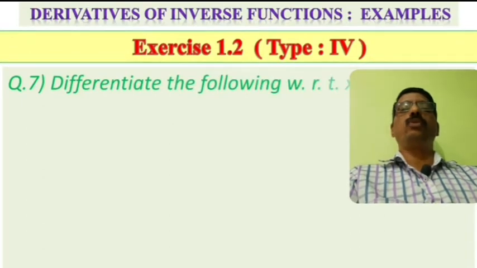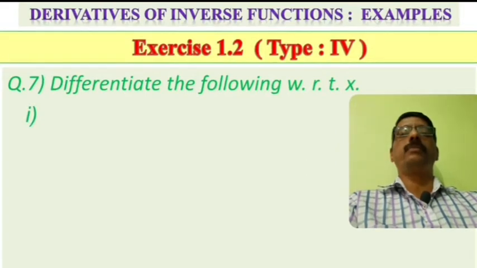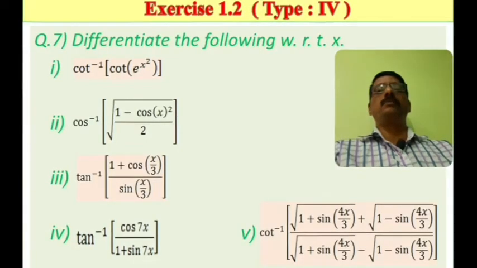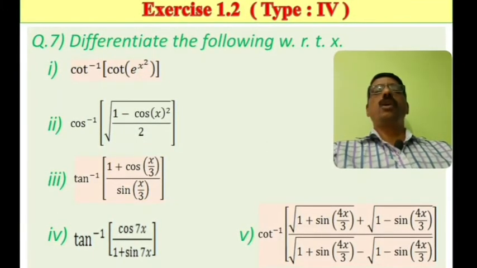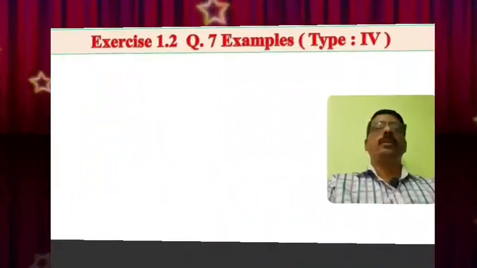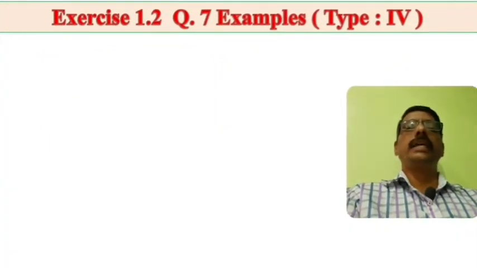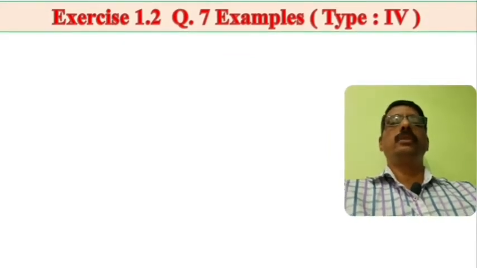Differentiate the following with respect to x. We have to differentiate here. We have taken some examples of this type. These are the 5 examples of type 4 which are to be evaluated one by one. Now taking the first example of exercise 1.2 question number 7 type 4.